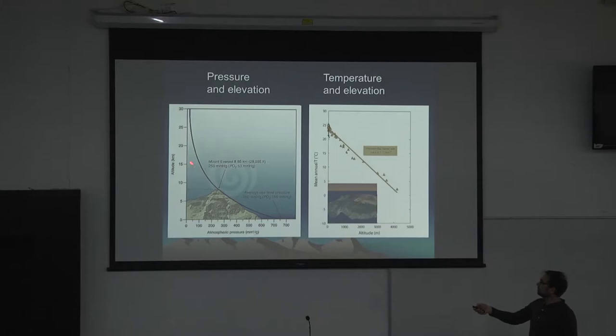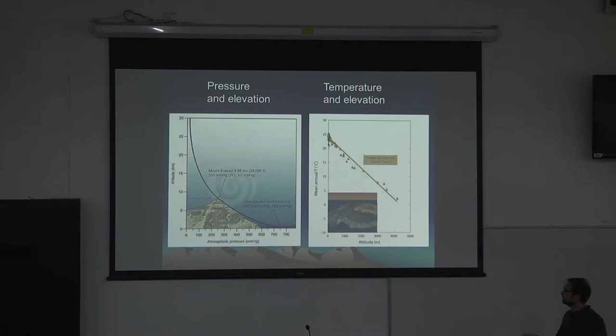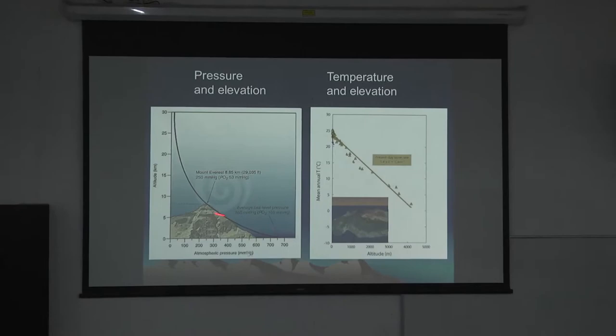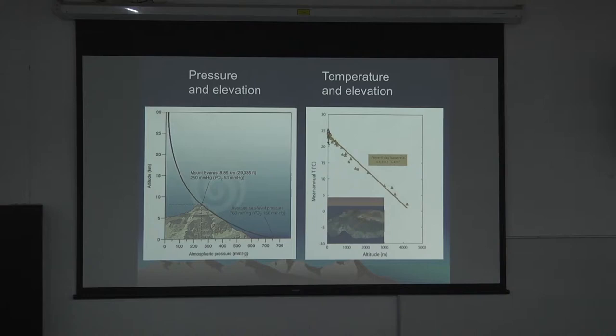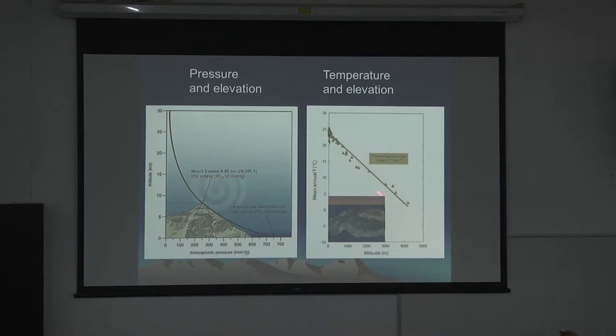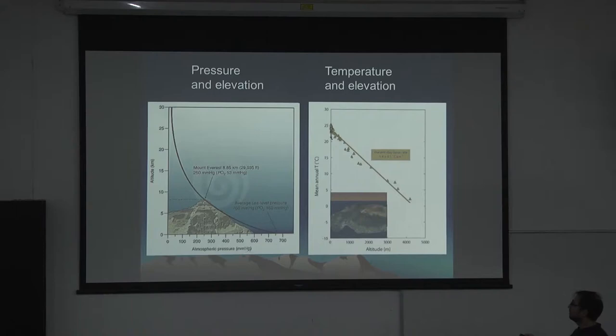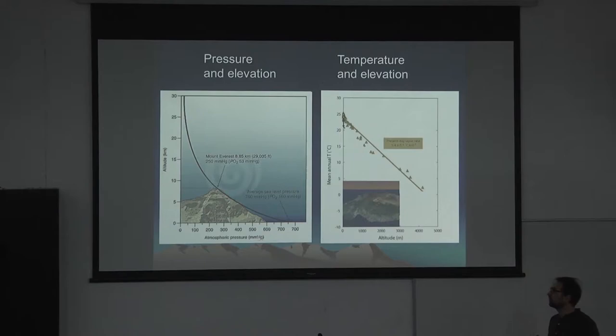Just as a matter of demonstration, the evolution of the pressure with elevation: at Everest level, at the top of Mount Everest, pressure is a third of the pressure at sea level. And for temperature, you have probably all experienced going up in the mountain that the temperature decreases by 5 to 7 degrees, depending on the latitude, for each kilometer of elevation. So if you are able to measure paleo temperature or paleo pressure, you can get an idea of the paleo vertical position.